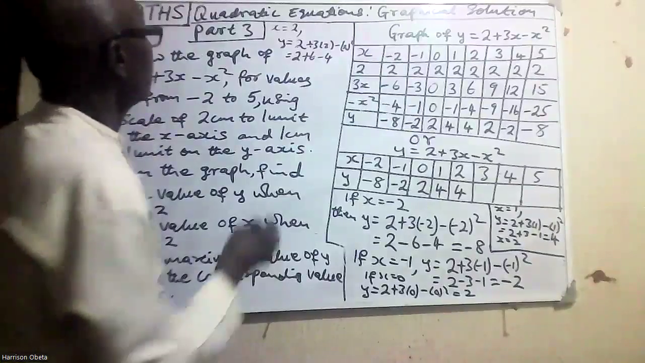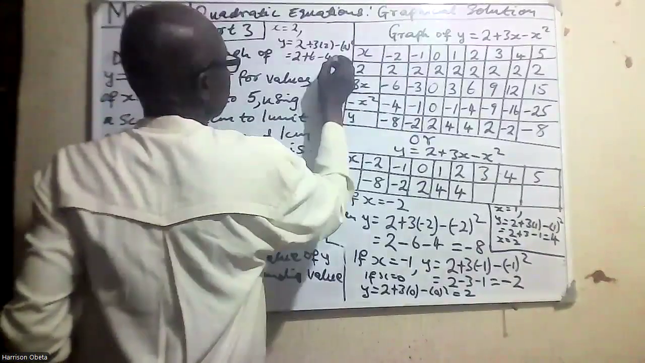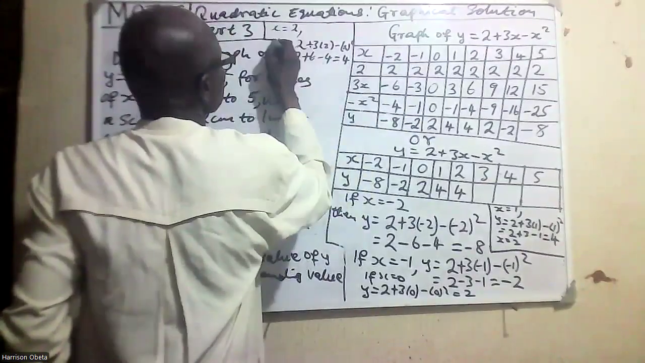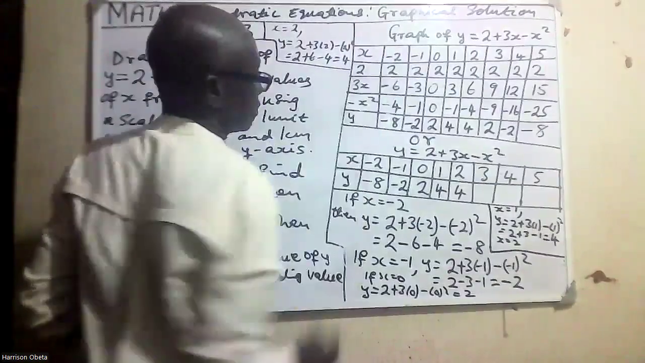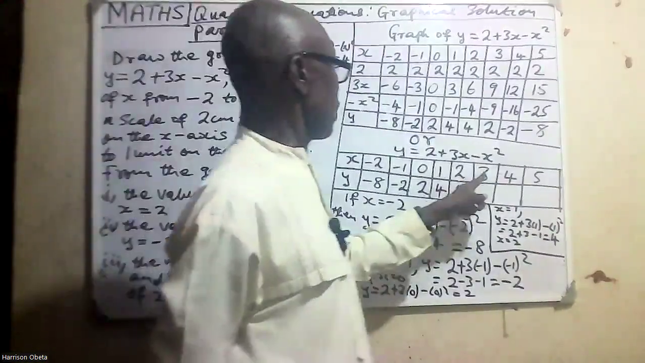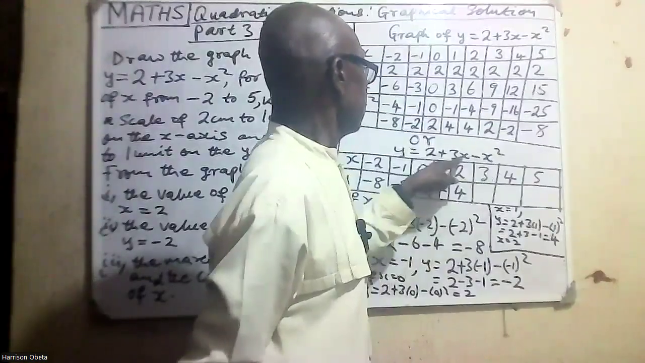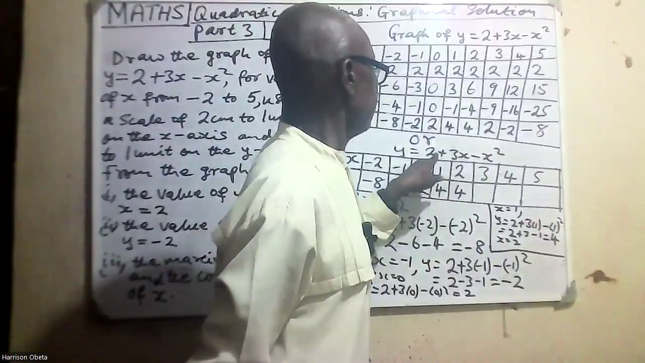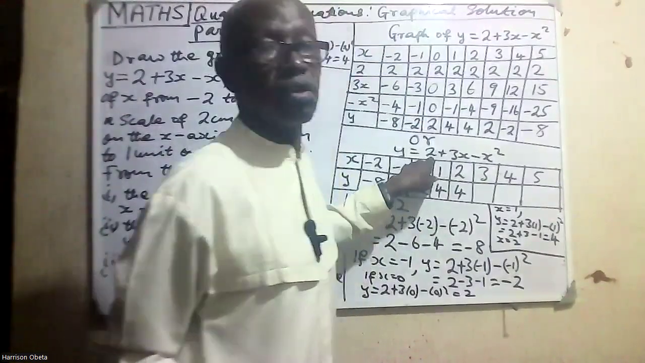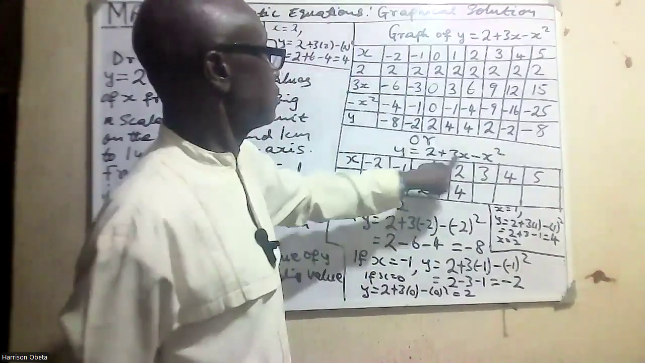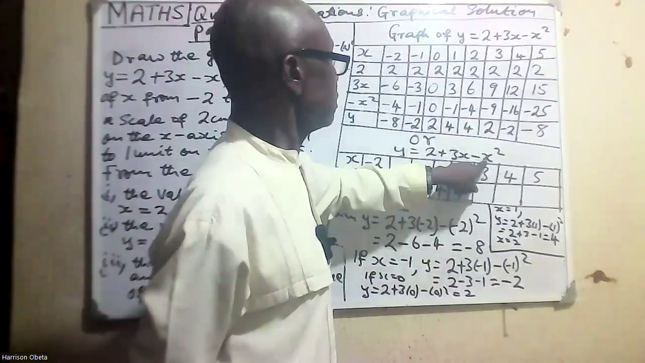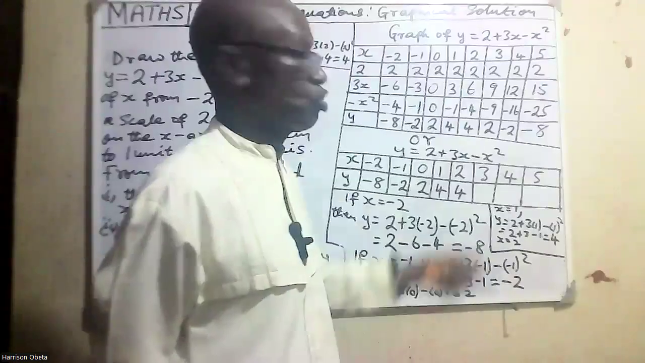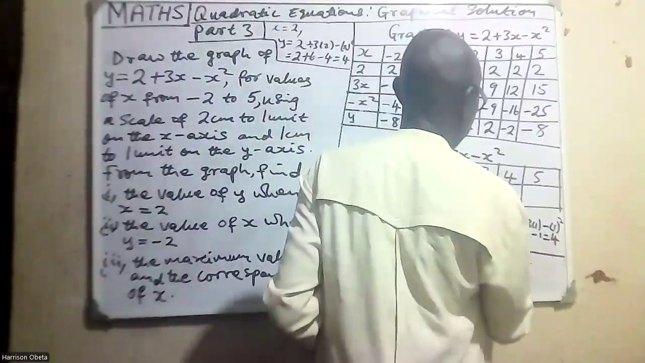So you continue like that, and at the end of the day, you have the same values. So for the remaining, when x is 3, 3 times 3 is 9. 9 plus 2 is 11. Then 3 times 3 is 9. 11 minus 9 is 2. So you have 2 here.